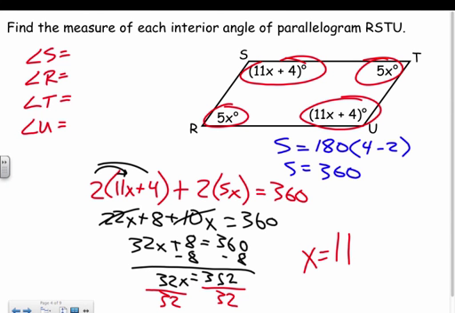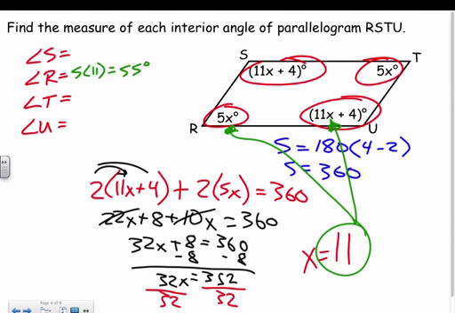Is that our answer, though? Is that what I'm looking for? No, it wants all the angle measures, doesn't it? So I've got to go and plug this back in to solve for these angles. 5 times 11, I can get that one for angle R and angle T, which gives us 55 degrees. So I know those two are 55 degrees. And for the other one, we have 11 times x, which is 11 times 11 plus 4, which equals 121 plus 4, which is 125 degrees.